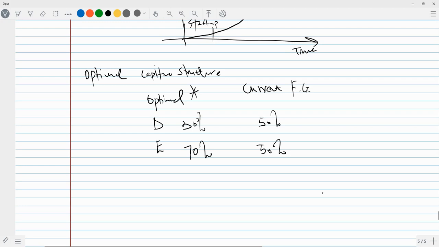This is scenario one. Scenario two: the company gearing is, let's say, 20-80, 20% debt and 80% equity. That's the company's current gearing. They want to achieve 30-70, the optimal capital structure. Don't forget, in this case the company's equity is 80%, and the optimal is 70%. What does that mean? We need to decrease the equity from 80 to 70. That means, as a company, what do you do?